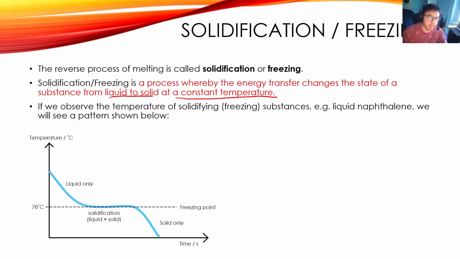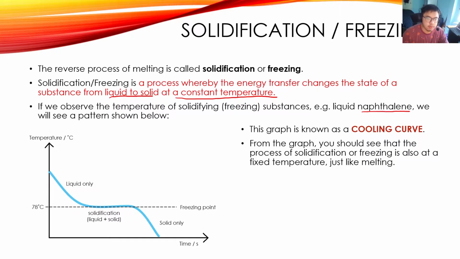Any freezing substance, if you plot a graph of temperature against time, will always show this type of curve. For this graph, we are using naphthalene, which is a chemical, to show what happens to its temperature. This graph is the opposite of the graph that you learned in part 1. It is known as the cooling curve because it's a curve and it goes downwards, the temperature goes down. So it's cooling. From the graph, you should see that the process of solidification or freezing is also at a fixed temperature, just like melting. And from this graph, you can tell that the freezing point of naphthalene is 78 degrees Celsius.